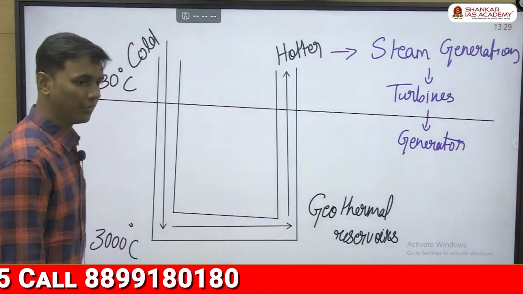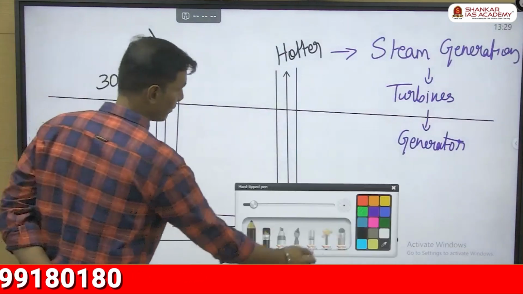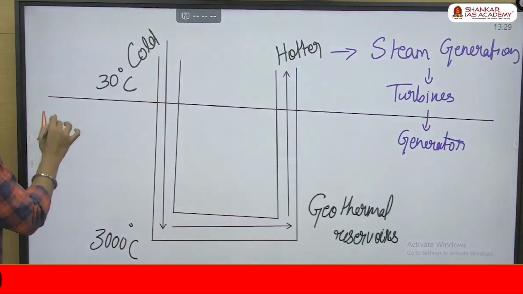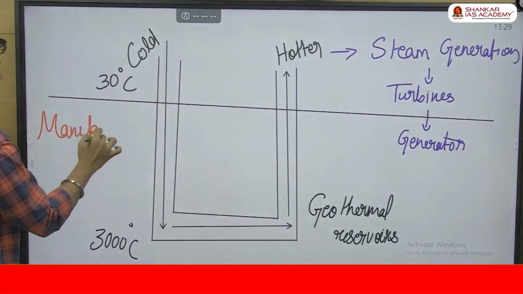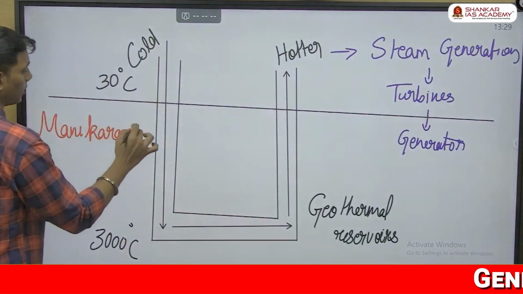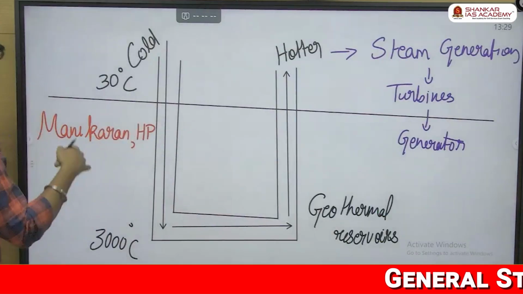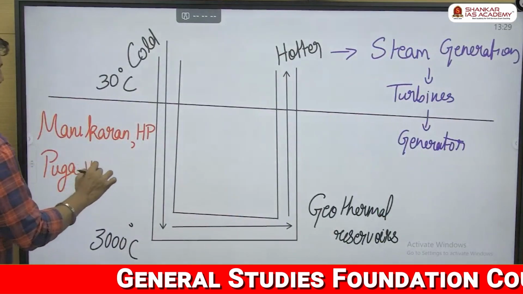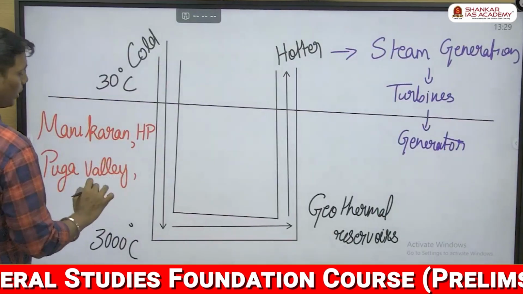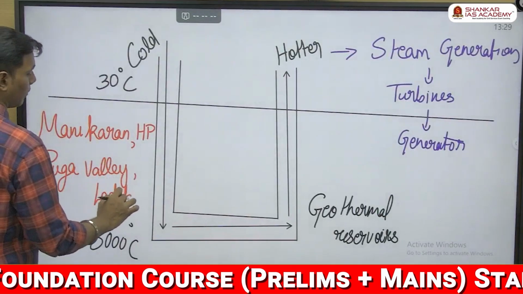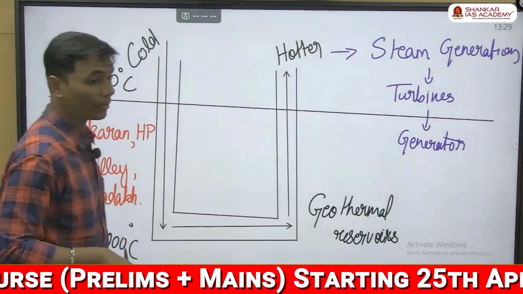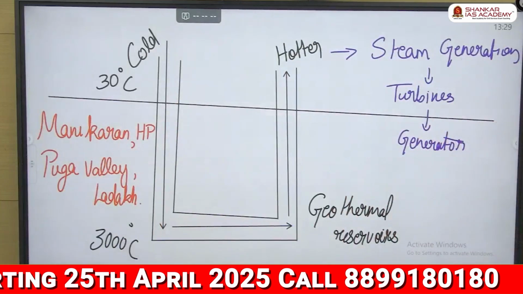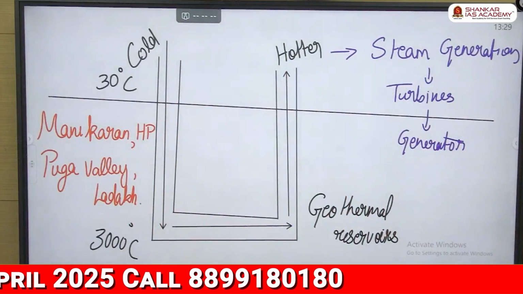Natural, yes. That's why I said it's often found in Himalayan regions. There are two important places where we have this. One is Manikaran. Manikaran is present in Himachal Pradesh, away from Shimla. And then you have Puga Valley. Where do we have Puga Valley? In Ladakh. These are the two places where India has geothermal energy plants. Manikaran is not functional right now because of some reason, no official press releases, but Puga Valley is functional.